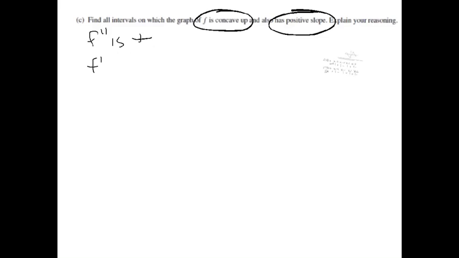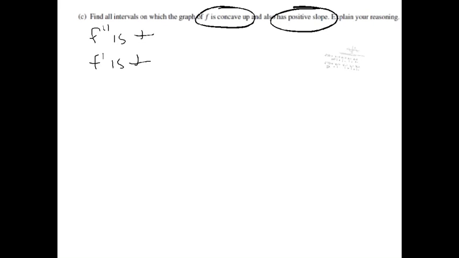The third part says, find all intervals on which the graph of f is concave up and also has a positive slope. Explain your reasoning. So, concave up and positive slope. You think about concavity. Concavity was the second derivative. If it's concave up, that means the second derivative is positive. If f has a positive slope, that means that the first derivative is positive.